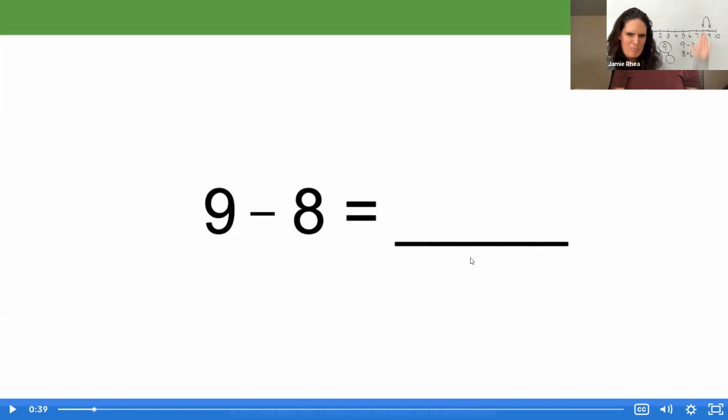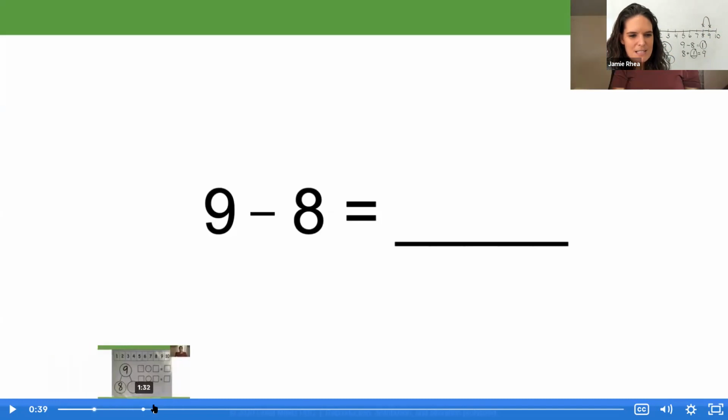So, was counting back more efficient or was counting on more efficient? Counting on, because we only had to do it one time. When we counted backwards, we had to do it 8 times. Sometimes it's more efficient to do a different problem. So, what was my mystery number? It was 1. Awesome job. Okay, we're gonna do one more and then we're gonna start working on our problem set, okay?